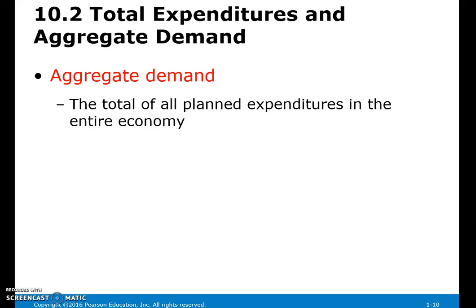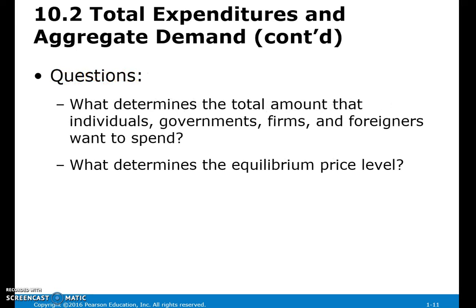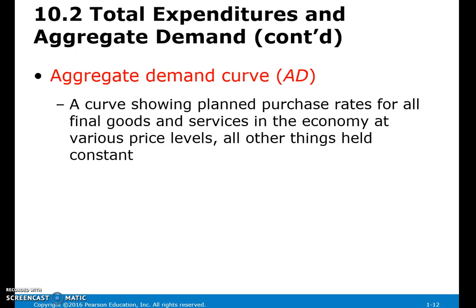We also want to think about the other side, aggregate demand. It's the total of all planned expenditures in the entire economy. So what determines the total amount that individuals, governments, firms and foreigners want to spend? What determines the equilibrium price level? Well, we have the aggregate demand curve, which is a curve showing planned purchase rates for all final goods and services in the economy at various price levels, all other things held constant.